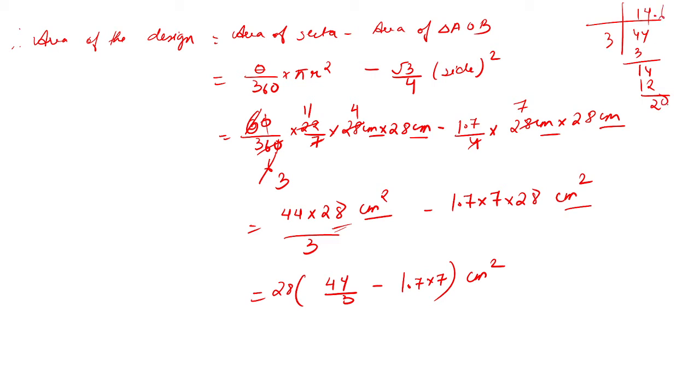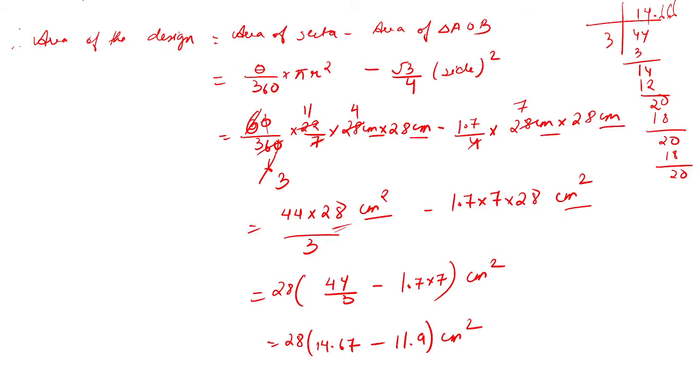So 3 times 6 is 18. 3 times 6 is again 18, and it will continue. So you're getting this as 28. I will approximate 44 divided by 3 as 14.67, minus 1.7 into 7. 1.7 into 7 will give you 11.9 centimeter square. So you subtract 14.67 minus 11.9. What do you get? You'll end up getting 28 into 2.77 centimeter square.